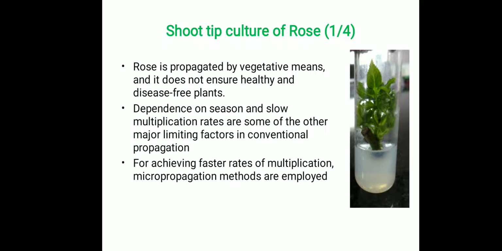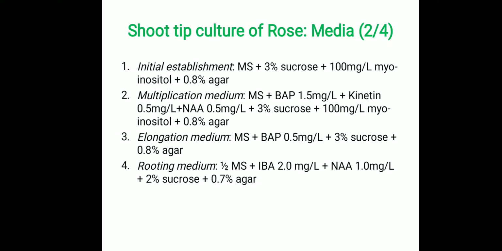In addition, normal vegetative propagation using conventional techniques depends on seasons and the multiplication rate is very slow. These are all major limiting factors in the conventional propagation techniques to produce large amounts of propagules for commercial cultivation. To achieve faster rates of multiplication, micropropagation methods are employed in recent days.